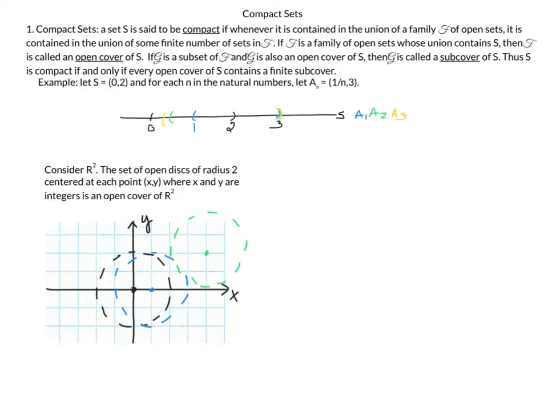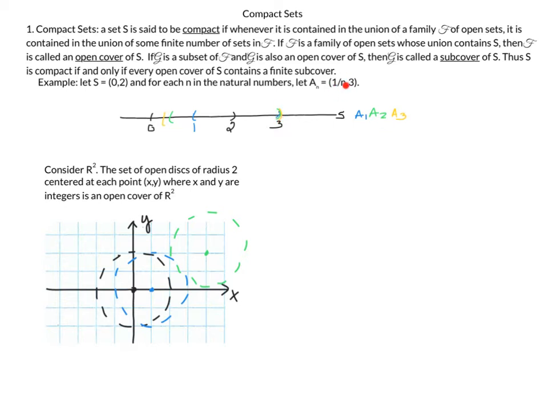Two more examples of open covers. First, if we let S equal the open interval (0, 2), so that's in black over here, and for each n in the natural numbers, we're going to let A_n, so this is a family of sets, equal (1/n, 3). So here, when n is equal to 1, we have the open interval from 1 to 3, that's A1. For A2, we have the open interval 1/2 to 3, so that's shown in green, 1/2 to 3.